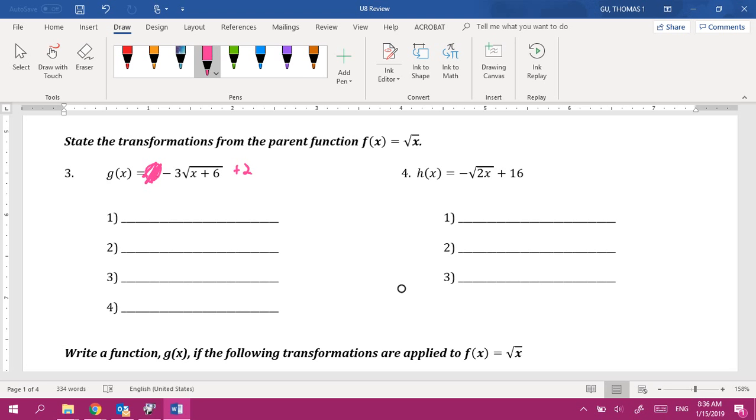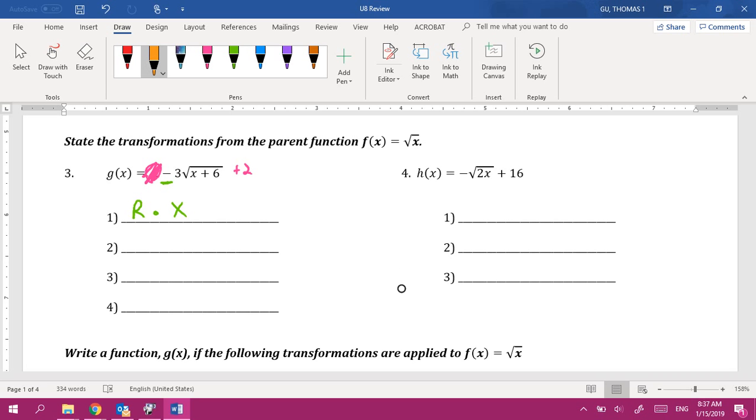So now let's list the transformations then. First things first, what kind of transformation comes first always? Reflection. So do you see a reflection? Do you see a negative sign somewhere in there? Where? Outside. So it's going to be reflect over the x. Right. Good.